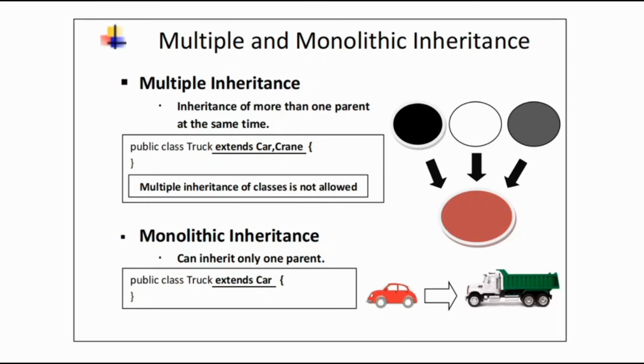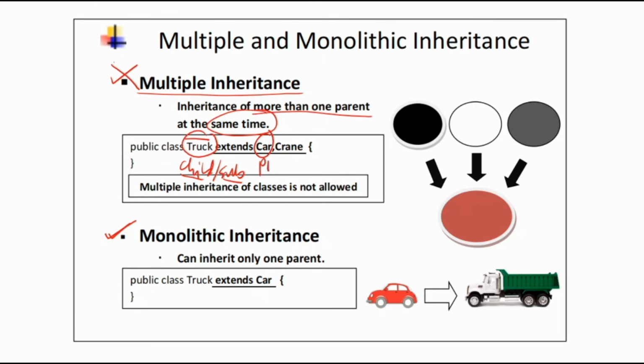Let's compare this time the multiple inheritance and monolithic inheritance. As mentioned earlier, what is allowed is only the monolithic inheritance. Direct multiple inheritance is not possible in Java. Now, the concept of multiple inheritance is that a new class can inherit from more than one parent at the same time. Like for example, Truck is the child or subclass, and we want this child or subclass Truck to inherit all of the features of this one.